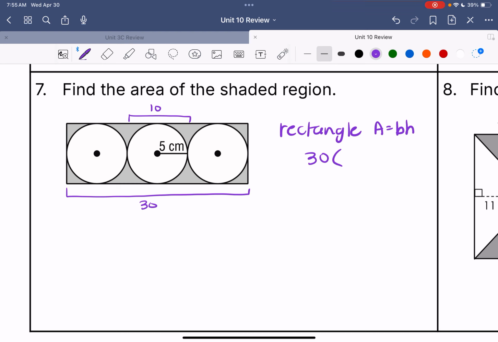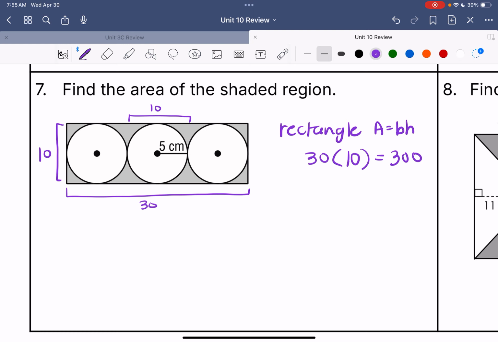Okay, and then when it comes to the height, we're going to do the same thing because radius is always 5 no matter what direction it goes in. So that means that if I were to draw my diameter going this way, 5 and 5 makes 10. Okay, so the area of that rectangle is 300.